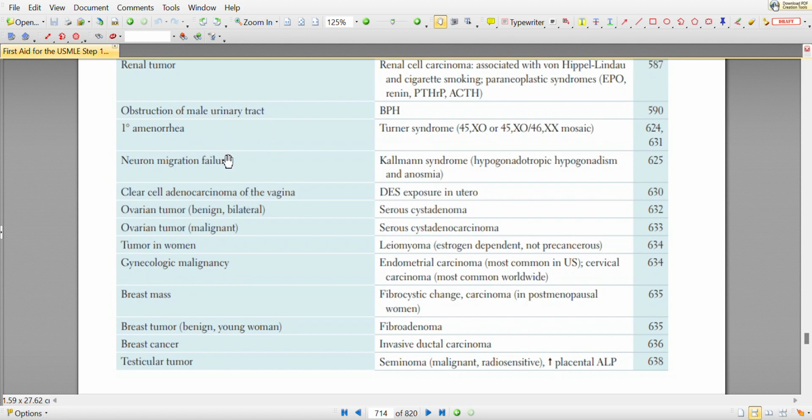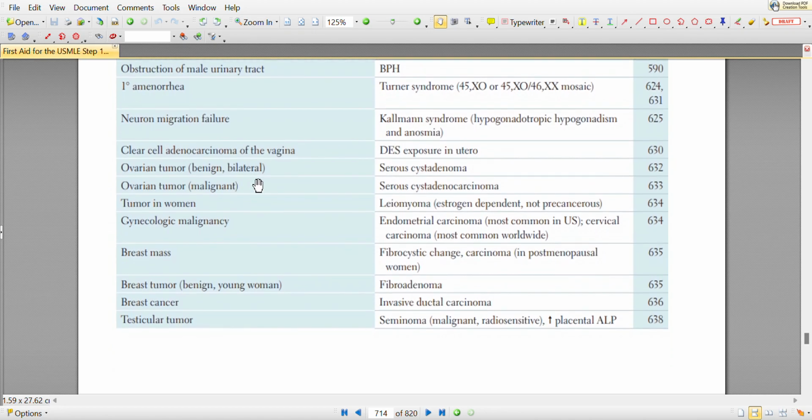Primary amenorrhea, Turner syndrome. That is a chromosomal aberration with 45 chromosomes, 45,XO, or 45,XO/46,XX mosaic. Neuron migration failure, Kallmann syndrome. That is hypogonadotropic hypogonadism and anosmia. So Kallmann syndrome is a neuron migration failure association.